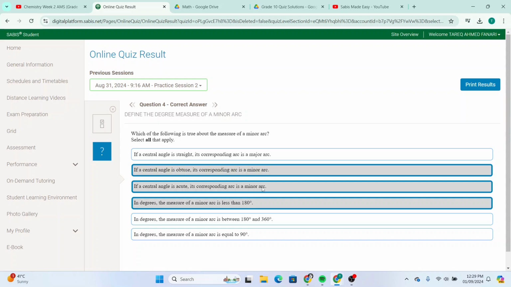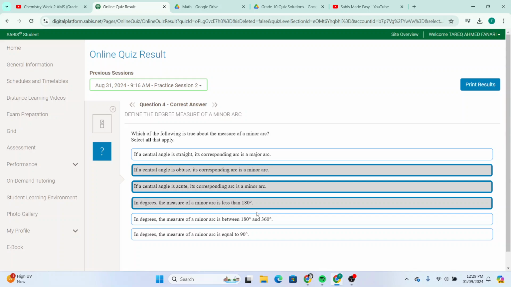Basically, a lot of people mix this up, but an obtuse angle is an angle that's greater than 90, but less than 180. This is the definition of a minor arc. If the arc's angle is less than 180, it even defined it here. It's a minor arc, it's not a major arc. Greater than 180 makes it a major arc. So, if it's obtuse, it's a minor arc. If it's acute, it's a minor arc. Only and only if the angle is greater than 180, that would make the arc a major arc.